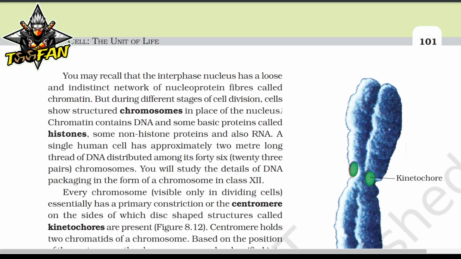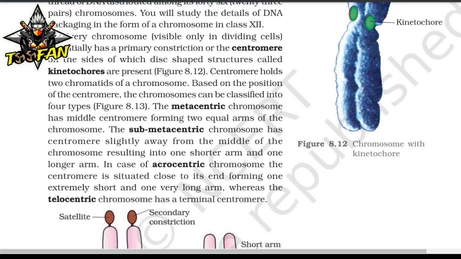Every chromosome, visible only in dividing cells, essentially has a primary constriction or the centromere, on the sides of which disc-shaped structures called kinetochores are present. The centromere holds two chromatids of the chromosome. Based on the position of the centromere, chromosomes can be classified into four types.